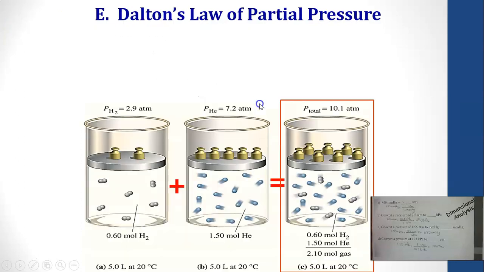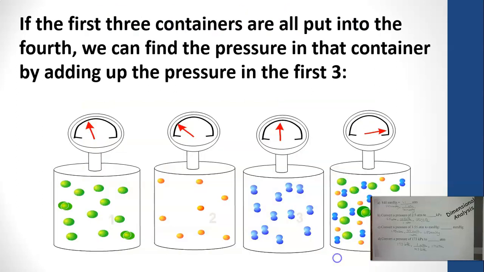Okay, don't overcomplicate it. Here we have a vessel with 0.6 moles of hydrogen gas. Okay, 0.6 moles right there, hydrogen gas. Here we have a container with helium. There's 1.5 moles of helium. So if I put both of these gases into the same container, the partial pressures of 0.60 and 1.50 add together for a total of 2.10 moles of gas. Seriously, it's that easy. You just add the partial pressures together.